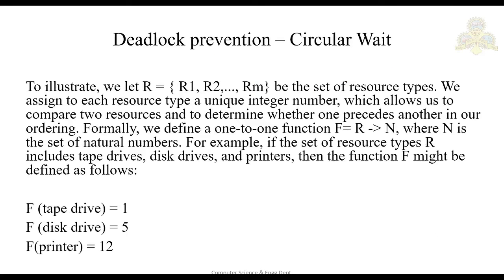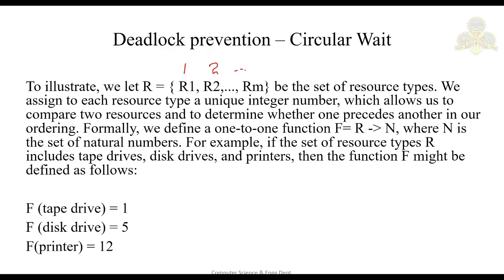One way to ensure that circular wait never holds is to impose a total ordering of all the resource types and to require that each process requests the resources in an increasing order of enumeration. We'll take an example and understand how this circular wait can be broken. Suppose we have a set of resources R1, R2 up to Rm. We assign to each resource type a unique integer number. So resource R1 means the integer 1, R2 means 2, something like this.